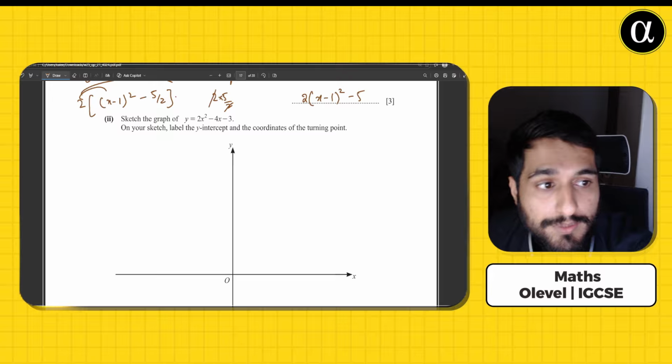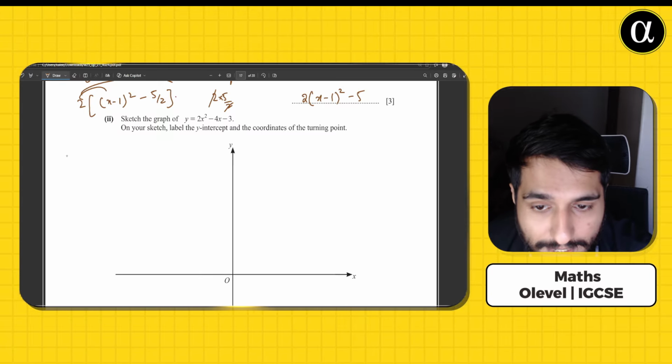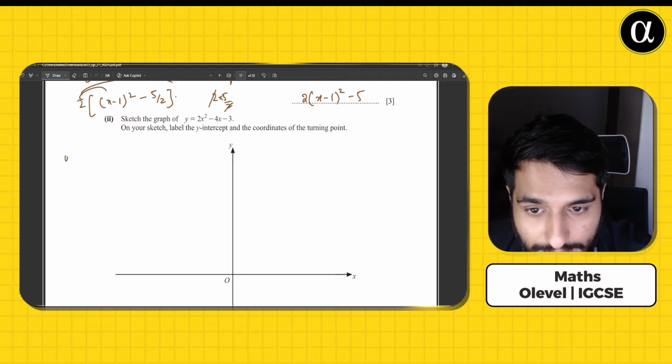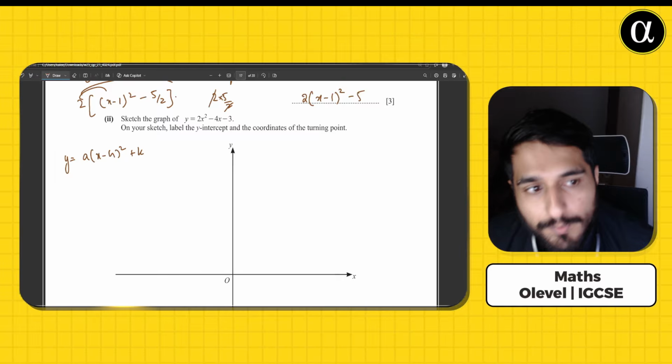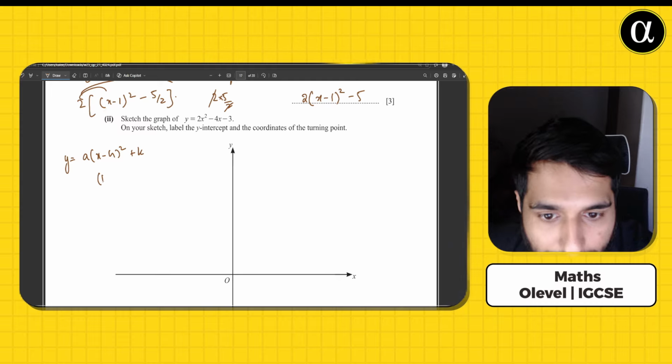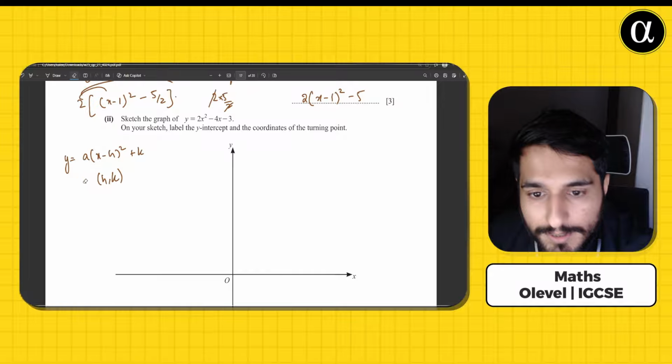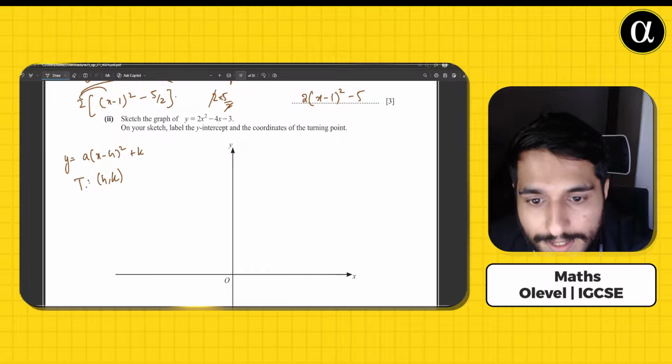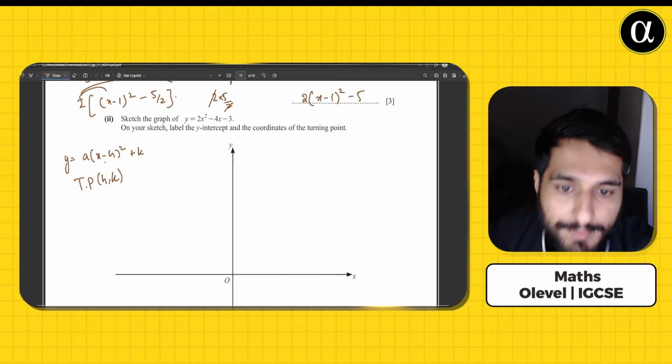For this, we need to know that the general format of completing squares is y equals a times (x minus h) squared plus k, as mentioned over here, where this value with a negative sign is going to be your (h, k), your midpoints, or turning points rather, sorry. (h, k) is going to be your turning point. And what's my turning point?